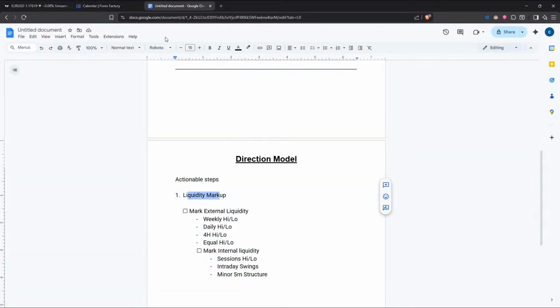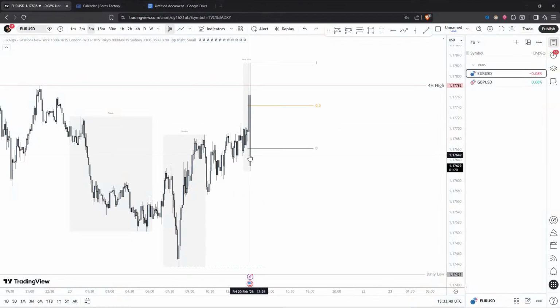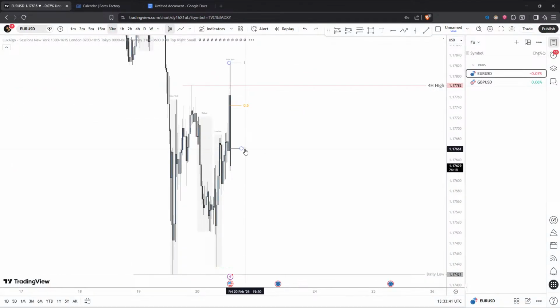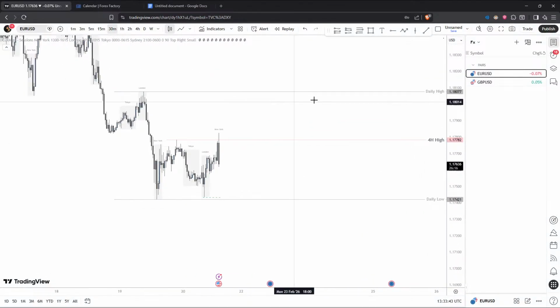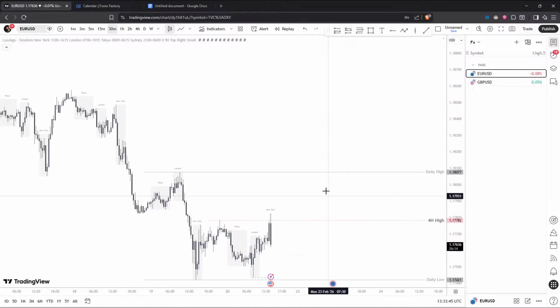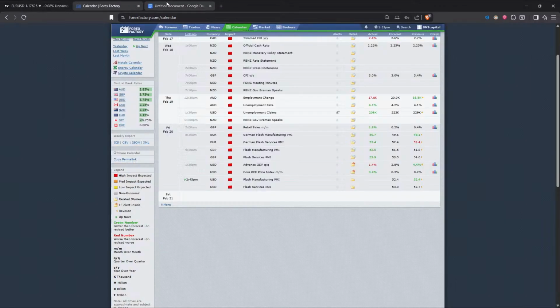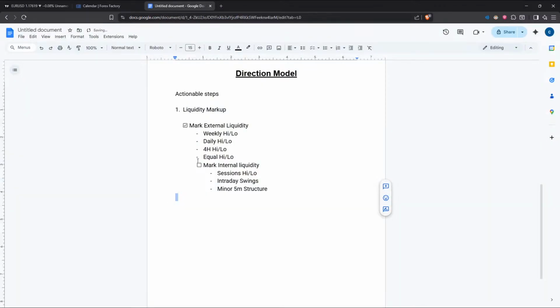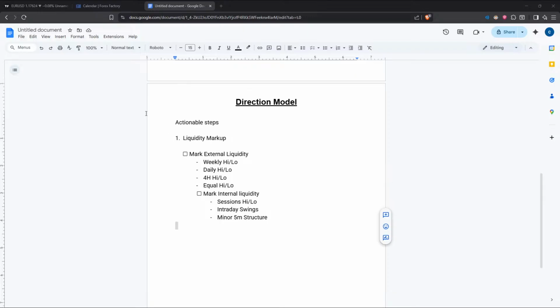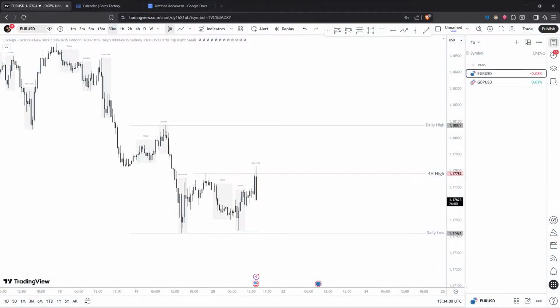Cool. So back to the direction model, right? So we've already done the markup on EU at least. We've done the daily highs, 4-hour highs, daily lows. We've marked in the session highs, etc., right? So we've done this and we've done this. I'm gonna make it interactable as well. So when I put this video out or make it public, you can actually access it for free. So we've done that liquidity. What is the next step?